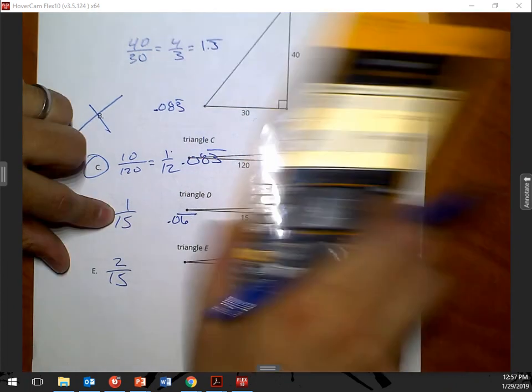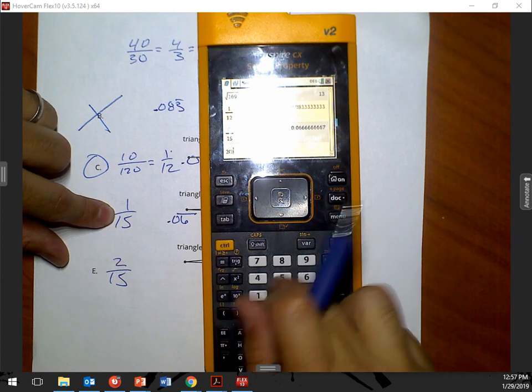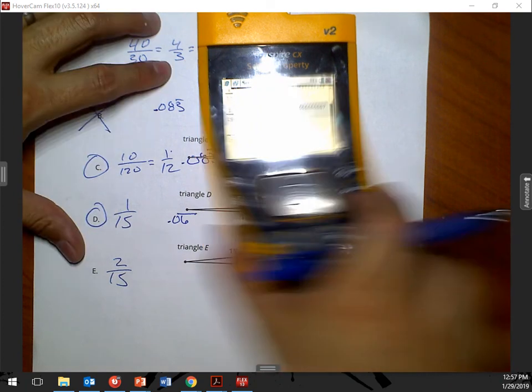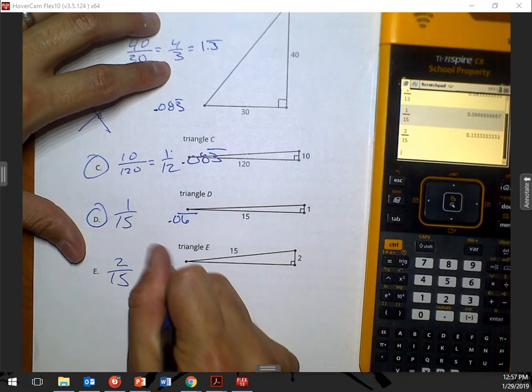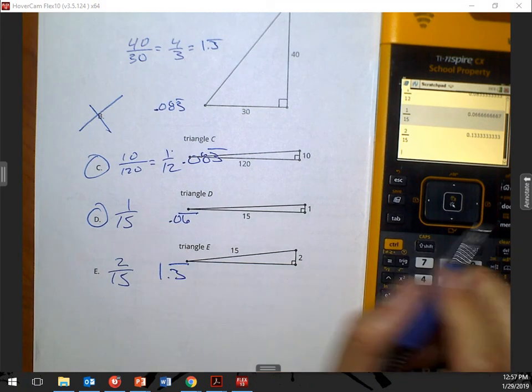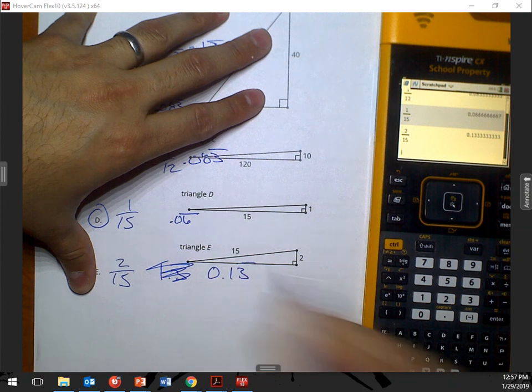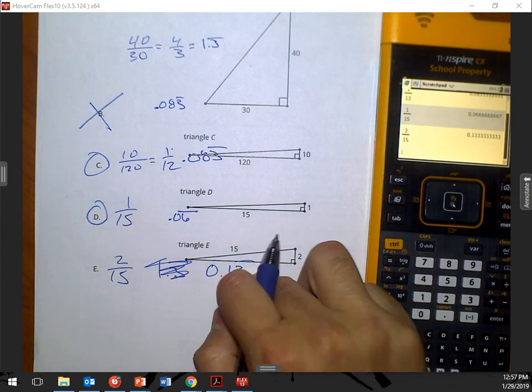2 over 15. I get 1.3 repeating. Oh, 0.13, I'm sorry, you're right. 0.13 repeating. So, is that more or less? Less.